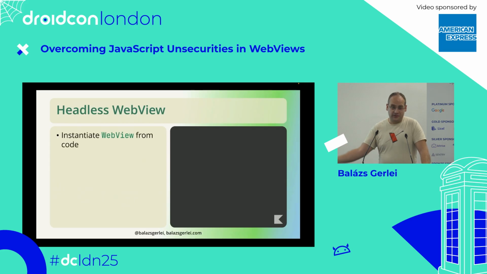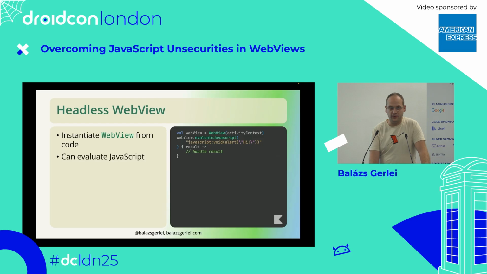Okay, so to run JavaScript with a WebView, you basically create a headless WebView. I don't think it's officially called that, but that's mostly how it's referred to. It's a WebView instantiated from code. So it's something like this, and as you can see, you have evaluateJavascript, which returns the result in the callback. So it's a callback-based API. It's a little bit hard to integrate with coroutines, for example, but it gets the job done.